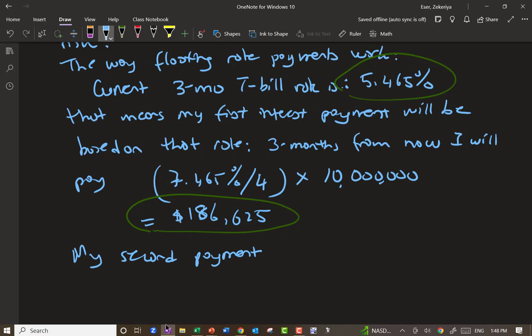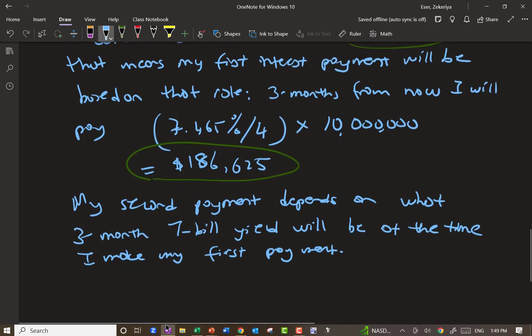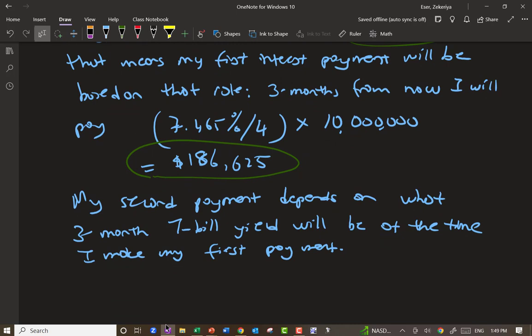My second payment depends on what 3-month T-bill yield will be at the time I make my first payment. So we're gonna wait 3 months. I'm gonna make my first payment on the same very day. We're gonna look up what the 3-month T-bill yield is. That's gonna determine what my second payment is gonna be.